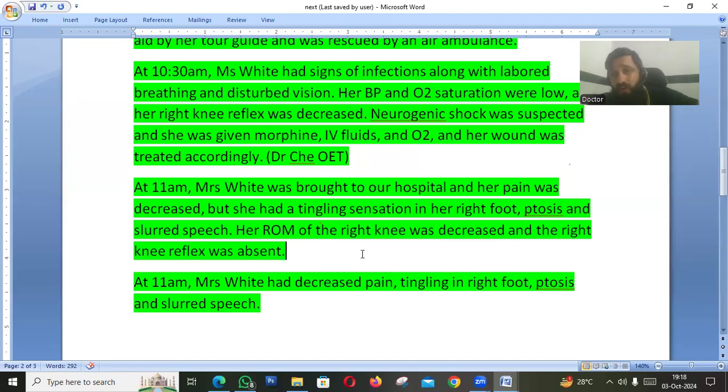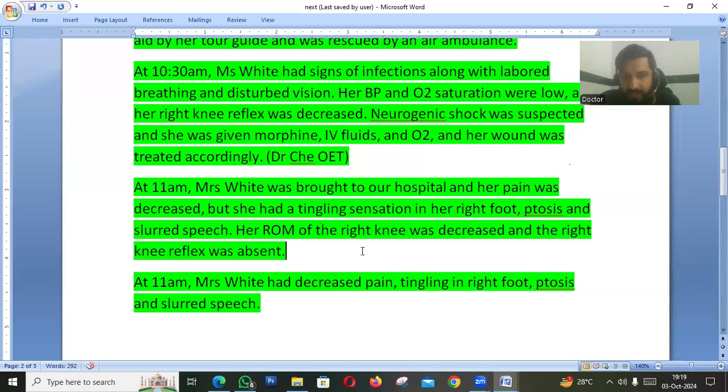So I am saying that, okay, Dr. Che, you are GP. Let me tell you that when she came to hospital, her pain was decreased. That is good thing. But, signposting, she had tingling sensation in the right foot and leg also, ptosis and slurred speech. I am showing the neurotoxic symptoms. That is why my diagnosis is neurotoxic snake bite, not just snake bite. Then examination: her range of motion of right knee was decreased and the right knee reflex was absent.